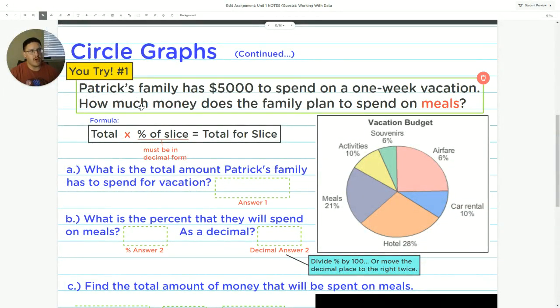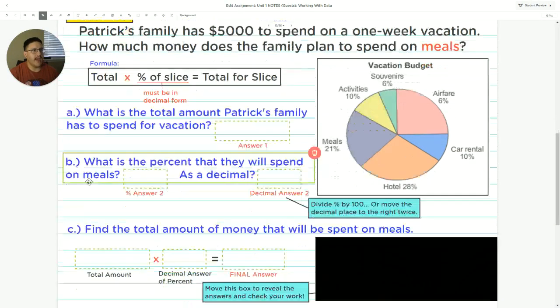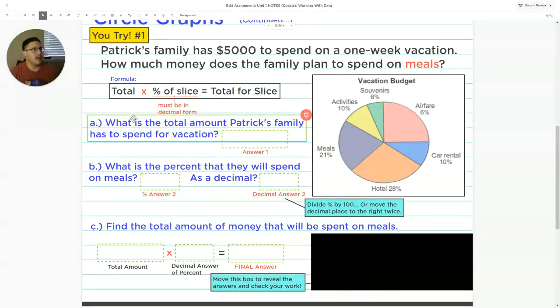For this you try, read the problem, go through the steps A, B, and C. First, find out what is the total amount that Patrick's family has to spend for vacation. What is the percent that they will spend on the meals? Find that answer out and then change it to its decimal form. Multiply the two and then you will get your final answer.